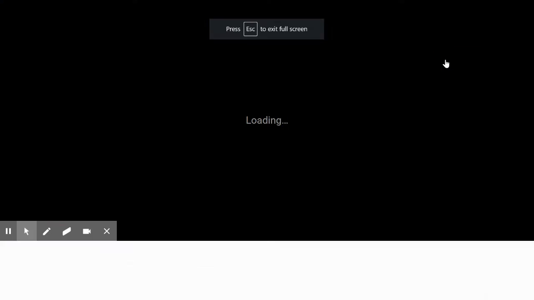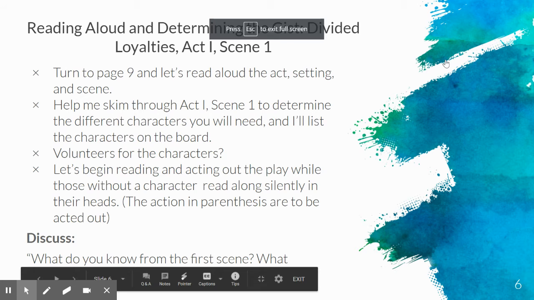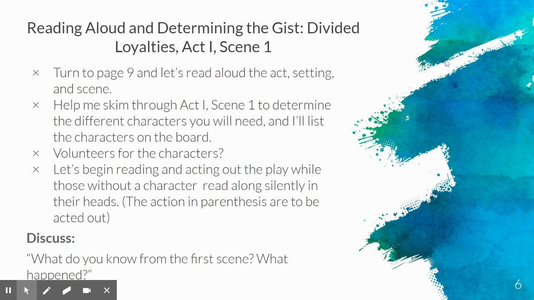Okay, so remember you're acting out the things in parentheses, and if you're reading this independently, you're going to read all of Act 1, Scene 1 and stop, okay? After you read that, come back. Now, I want to know, what do you notice from the first scene? What happened? Okay, think about the answer to that question. What happened in Act 1, Scene 1?